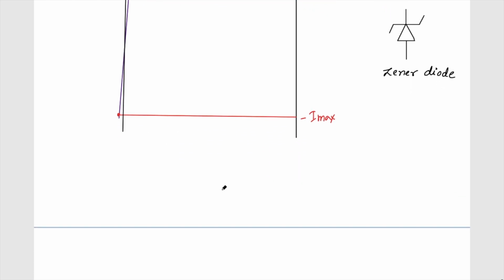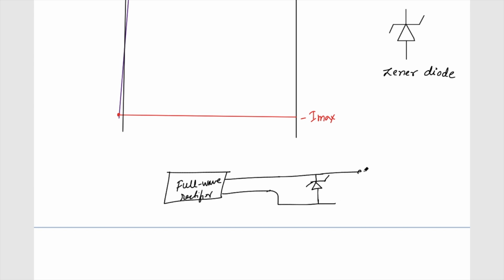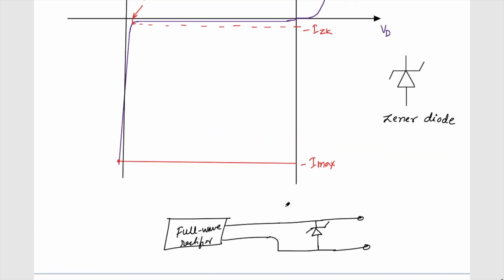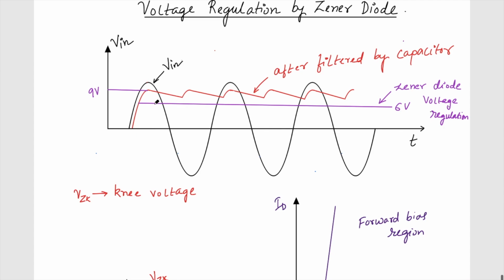What I mean is, if I have a full wave rectifier, and I connect this Zener diode in the reverse bias region, this will give a constant voltage. But here we have to be a little careful. In this case, this is after the full wave rectifier with filtering, and we are going to connect a Zener diode whose breakdown voltage is around 6 volt.